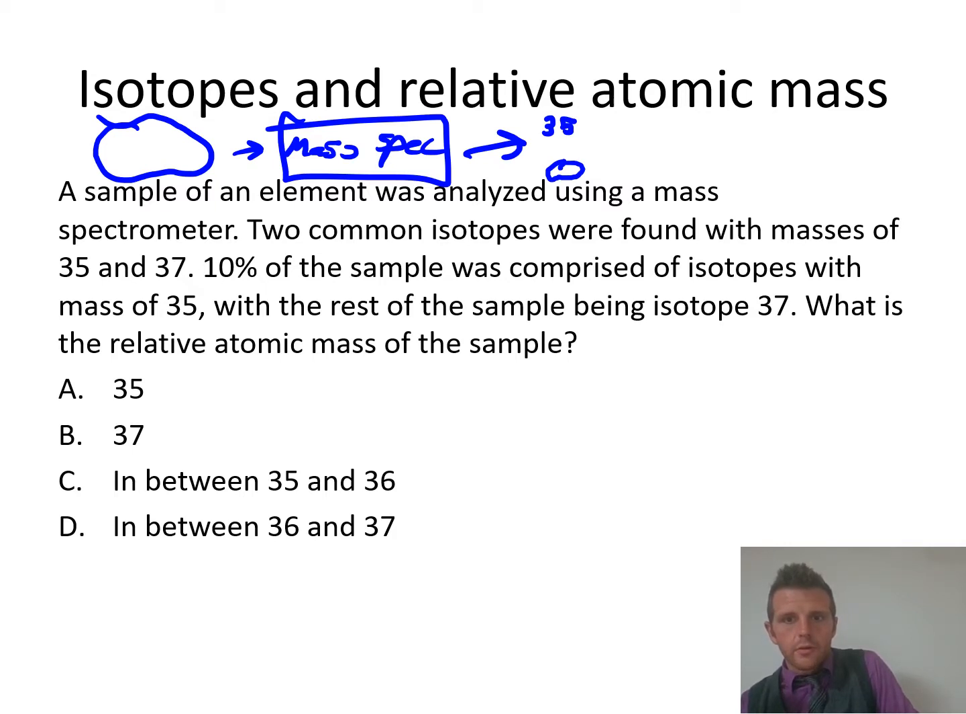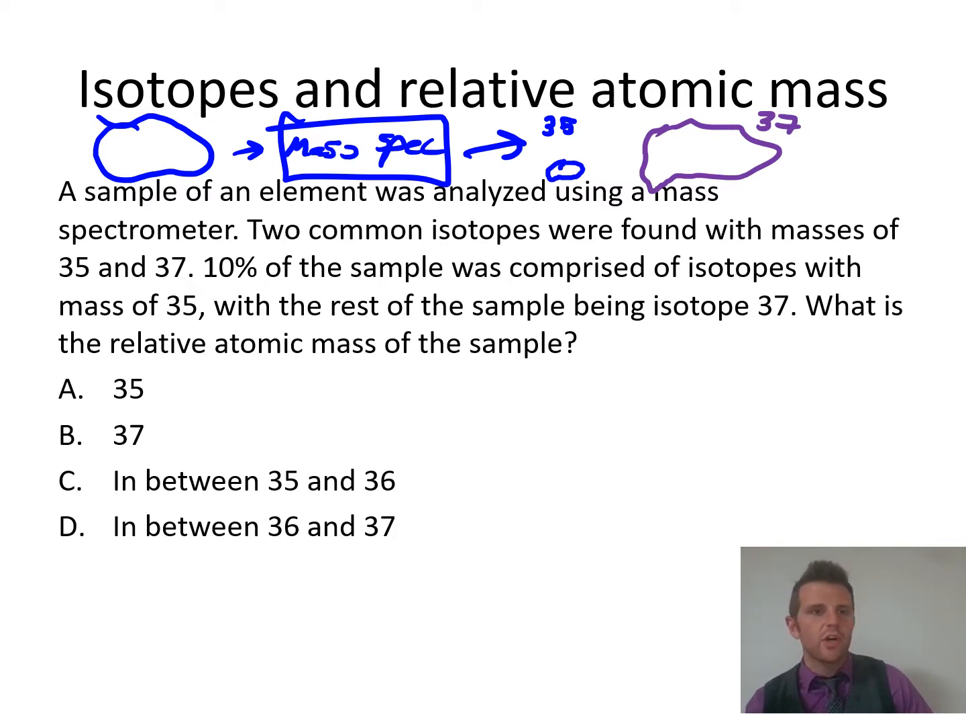Most of it, I don't like that. It doesn't look like a nice little shape. Let's make it look prettier. Most of this being 37. What is the relative atomic mass of the sample? Some of you guys might be panicking and you're starting to do math. Don't do math. Read the answers first. So our answers are 35, 37, in between 35 and 36, and in between 36 and 37.